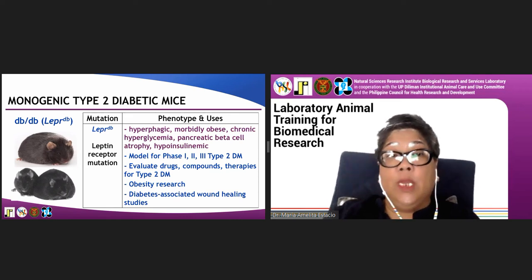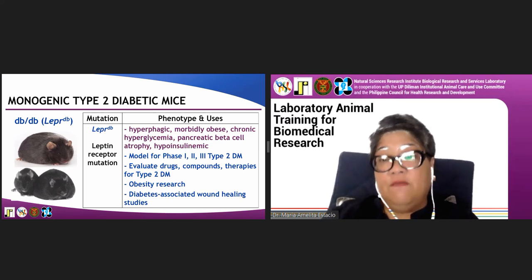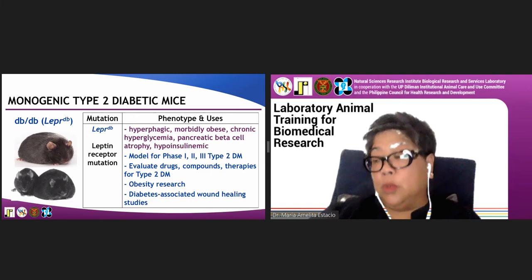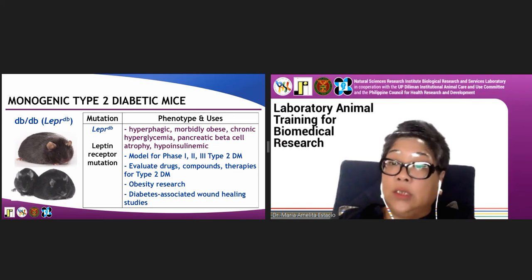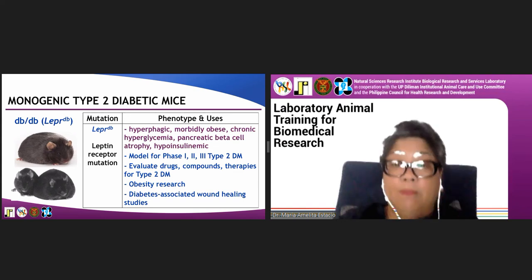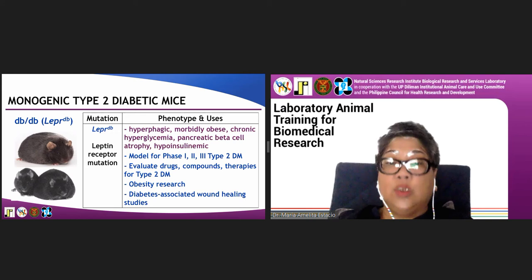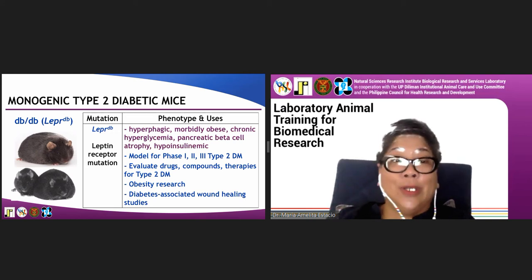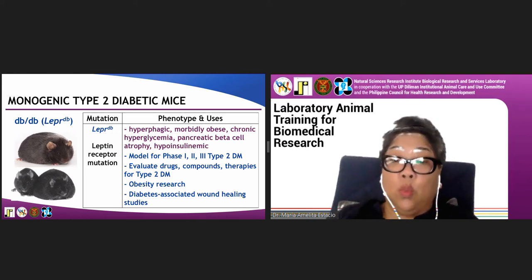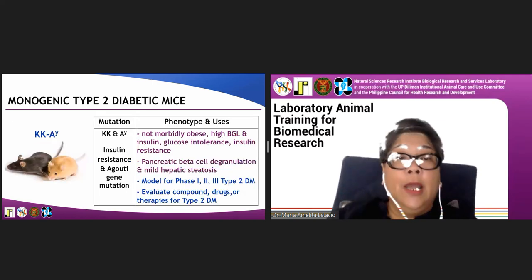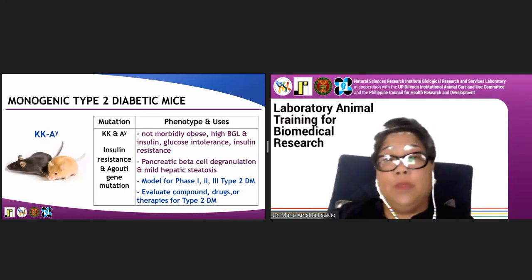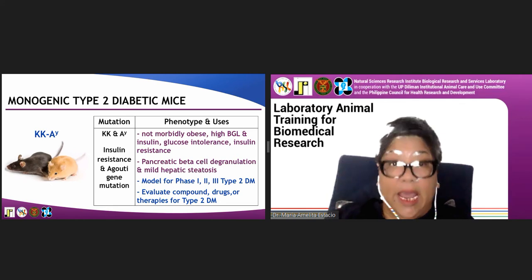Similarly with the OB mouse, this is a very good model for phase 1, phase 2, and phase 3 type 2 diabetes mellitus. So this is popularly used to test drugs, compounds, and therapies for type 2 as well as for obesity. And this is also a very good model for wound healing studies using the diabetes-associated or induced wounds. Another monogenic type 2 diabetic mouse would be the KKAy mouse.